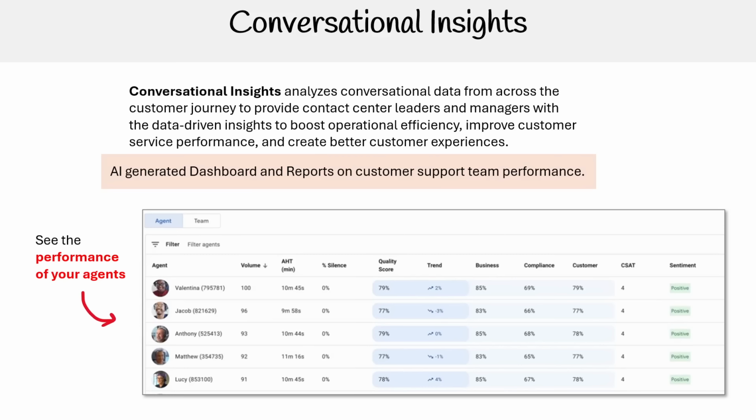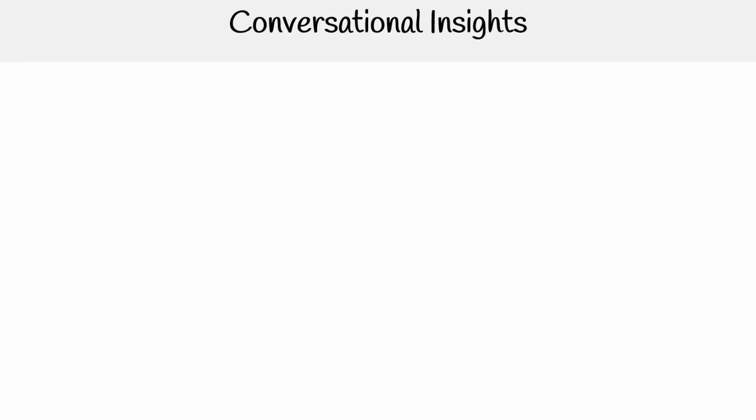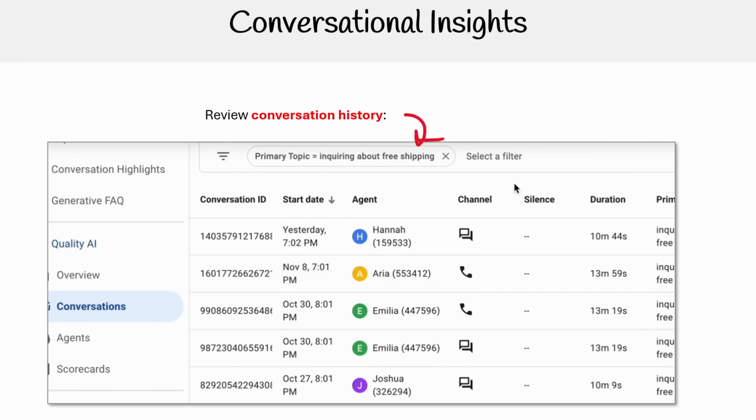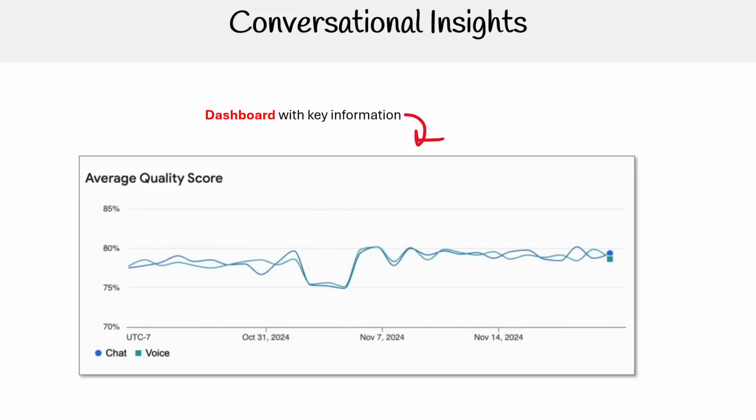how they're trending, if they're doing better or worse, some key metrics like business compliance, customer, and a CSAT score. Do they have a sentiment, like do people like how they're performing? Then under customer conversational history, we can go in and find a very specific conversation that occurred based on what the topic was or things like that. And in our dashboard, we have different kinds of scores or metrics. And that's basically it. So if you just remember it's a dashboard and basically performance reviews and conversation history, then you know what conversational insights is, okay?